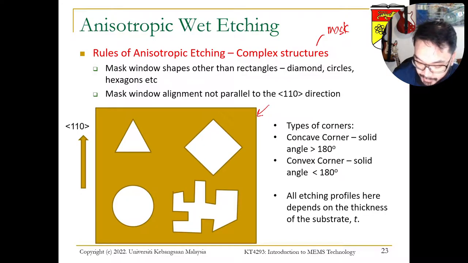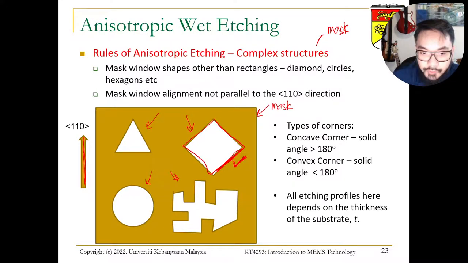this is our 100 wafer, and then this is our mask. Our mask has different opening window structures. As you can see here, this particular structure is a square, but it's not really a square, because now we can see that the side is not aligned to the direction of 110. So instead of a square, we call it a diamond. It's a diamond shape, right? It's not exactly a square because the side is not aligned to the 110 direction.